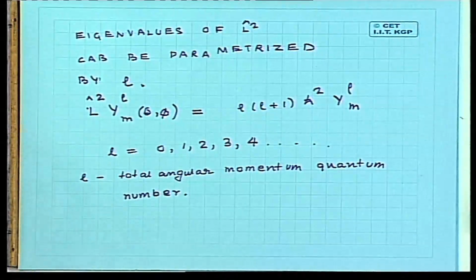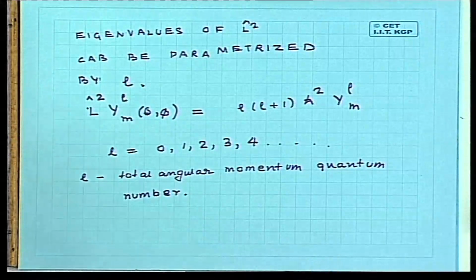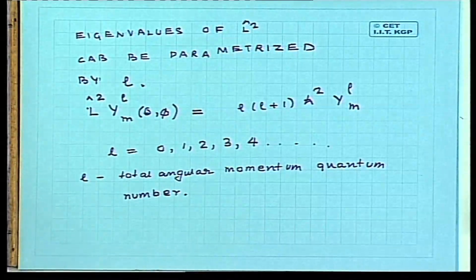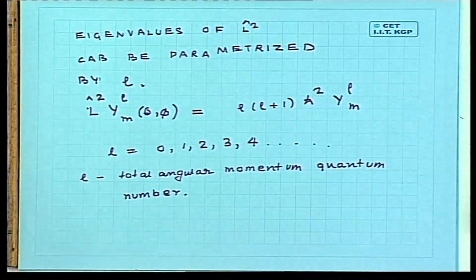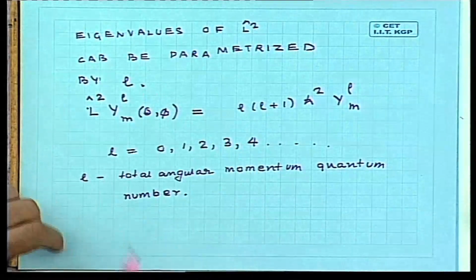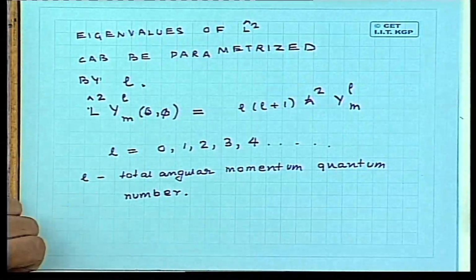And for a particle in a spherical potential, the angular momentum is conserved, so this quantum number is also conserved. It does not change as time evolves. The expectation value of L square does not change. So if it is in one eigenstate, it remains in that particular eigenstate.